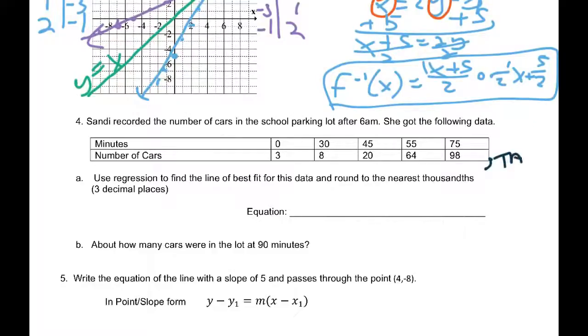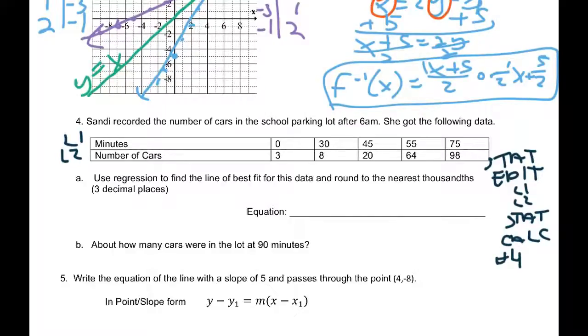Remember, we go to our stat, we hit edit, and we're going to put those minutes in list 1. You're going to put number of cars in list 2. Right, list 1, list 2. You're going to go back to stat, hit calculate, and go down to number 4, which stands for linear regression. Okay, you're going to get your equation.